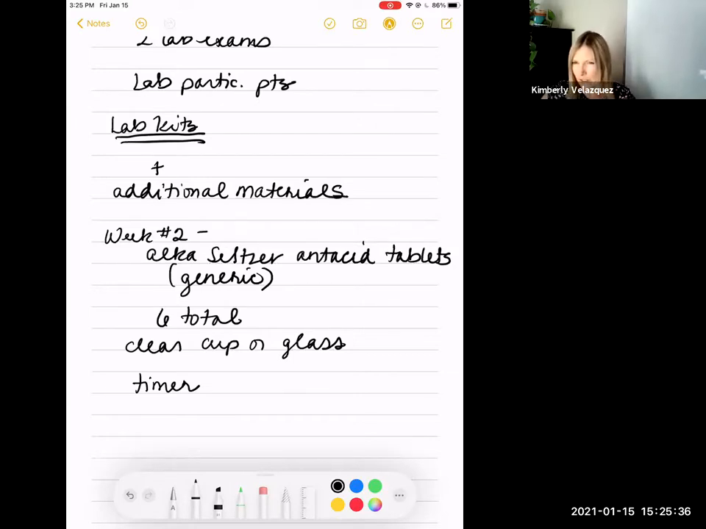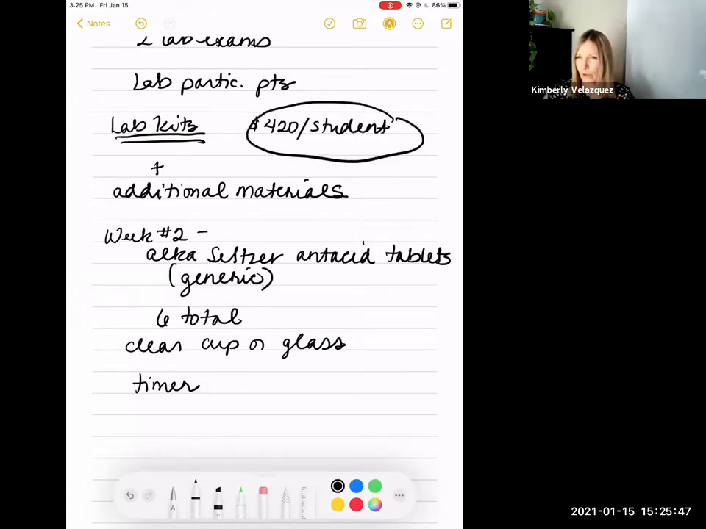We don't want you to spend a lot of money on this, but I will tell you that the school has spent $420 per student just for your lab kits. We're going to ask you to buy around $10 to $15 of materials in addition to that. If for some reason you're not able to get these lab materials, please let me know far ahead of time and let's try to make a plan for you that will work to help you get these materials on the list. Again, I'm going to look at the list on my computer right now. It's all really simple stuff, most of which you already have at your house.